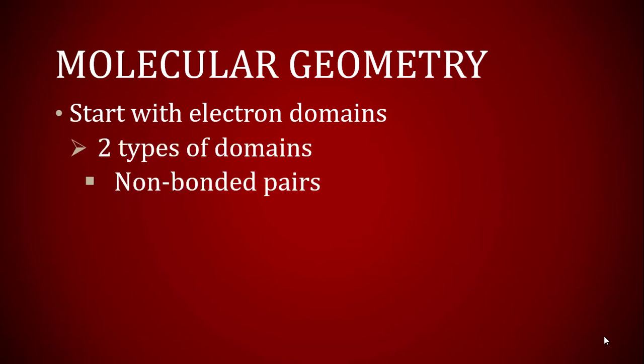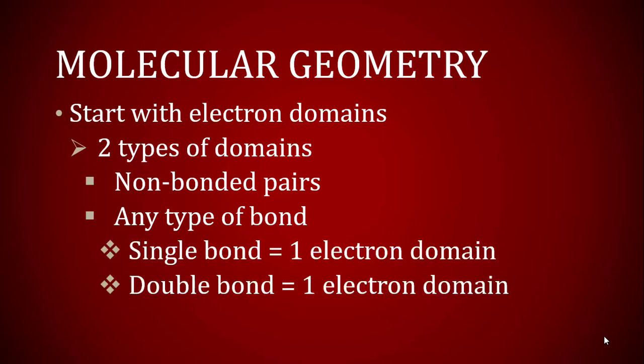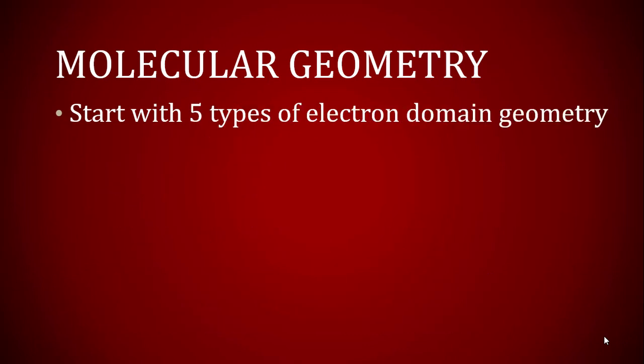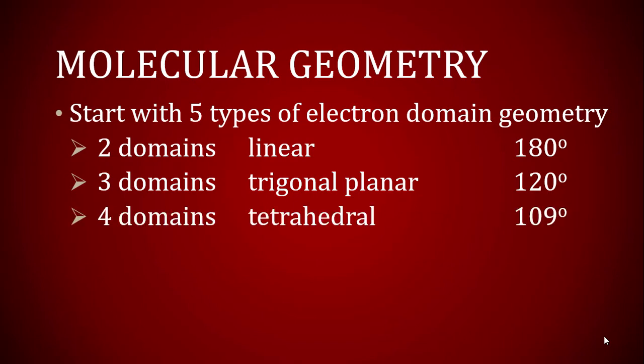There are two types. There are non-bonded pairs and then any type of bond. So a single bond, a double bond, and a triple bond are all considered one electron domain. Then you have to look at the 5 types of electron domain geometry. 2 domains is linear with bond angles of 180 degrees. 3 domains is trigonal planar at 120 degrees between the electron domains. 4 domains is tetrahedral at 109 degrees.